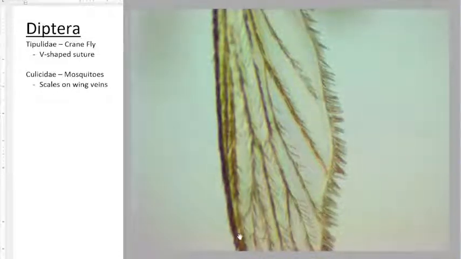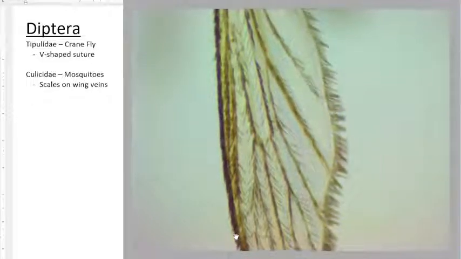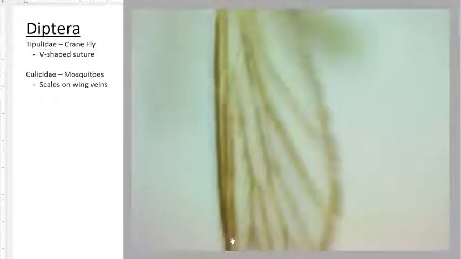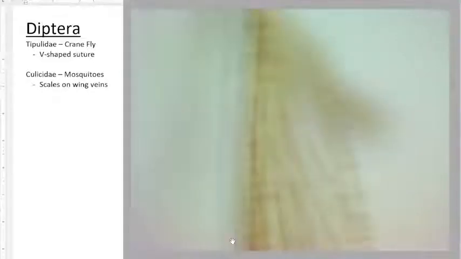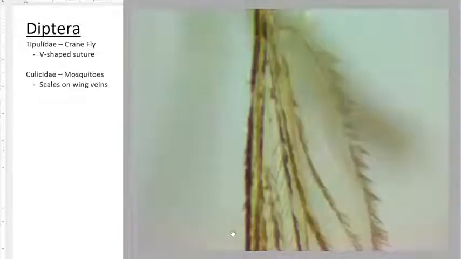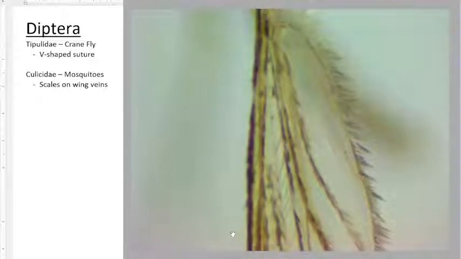So all mosquitoes have these really pretty furry wings. And I guess not a lot of people think that about mosquitoes, that they can actually be pretty. But you look close enough at any insect and you can find something pretty about it. Something unique, something interesting. That's kind of why I love them.